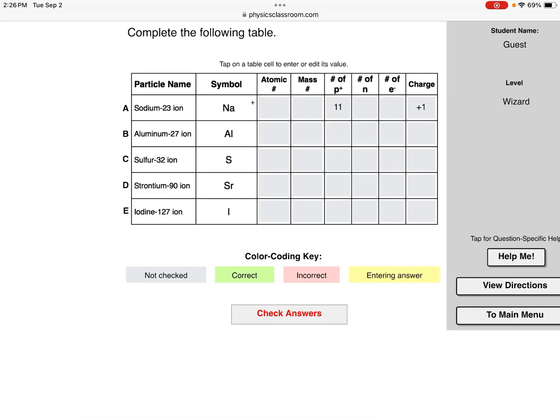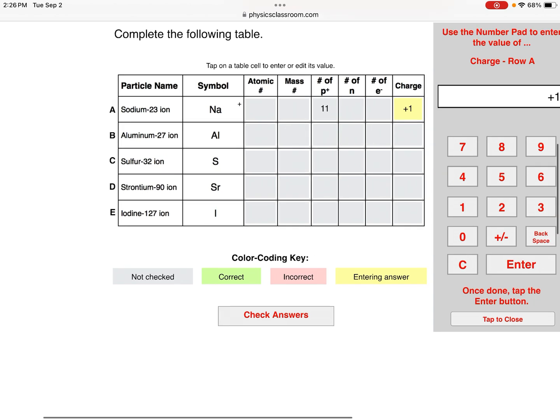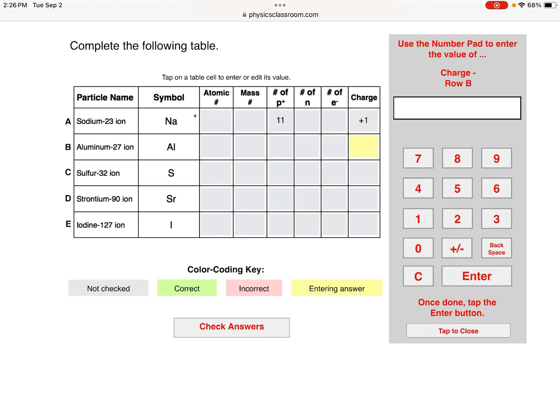You are going to have an assignment on Physics Classroom. You're going to have several tables like this filled out. You will need a periodic table in front of you. You have to know that sodium is a +1. You have to know the charge of aluminum. It's in one of those groups. You have to know the charge of sulfur. It's going to be a -2.